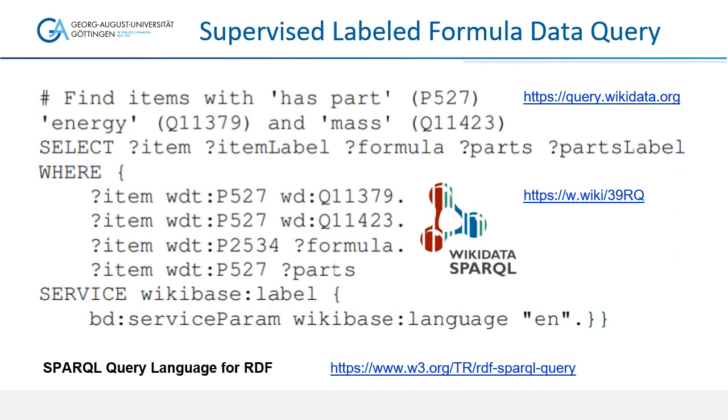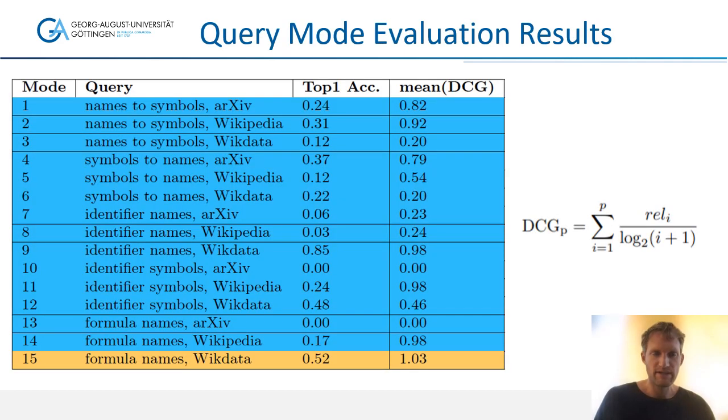The supervised retrieval is carried out using SPARQL queries to Wikidata, where users around the world collaboratively curate labeled formula data. This table shows the result of our evaluation. We compare both top 1 accuracy and the discounted cumulative gain ranking measure to identify the best approaches, which are subsequently deployed as the system's default modes.